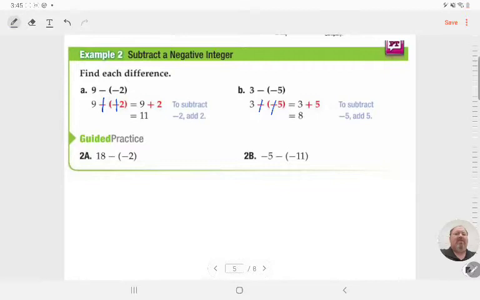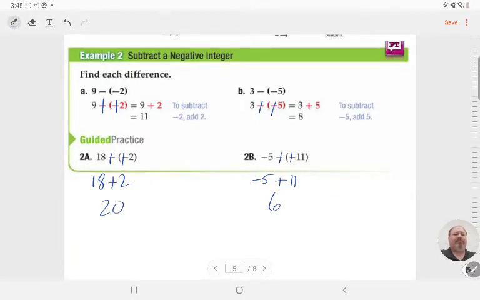Now pause the video, go ahead and try these next two, and then come back. All right, let's see how you did. So we have 18, keep, change, plus 2 gives me 20. We have keep, negative 5, change, plus 11, or 6. Because now they're opposite signs. One's positive, one's negative, so you're going to subtract them. 11 minus 5 is 6, and the bigger is positive, so the answer is positive.